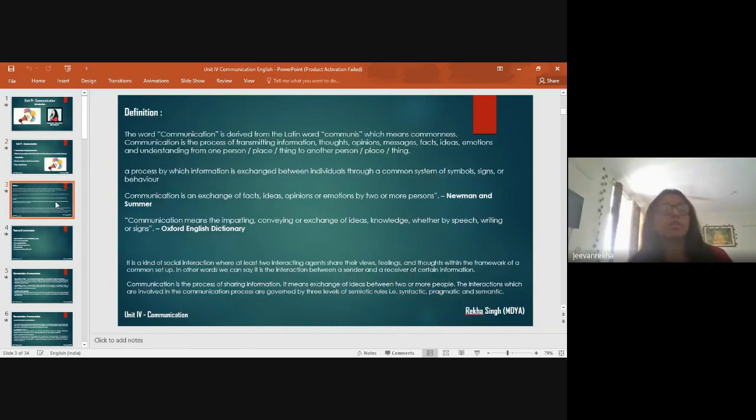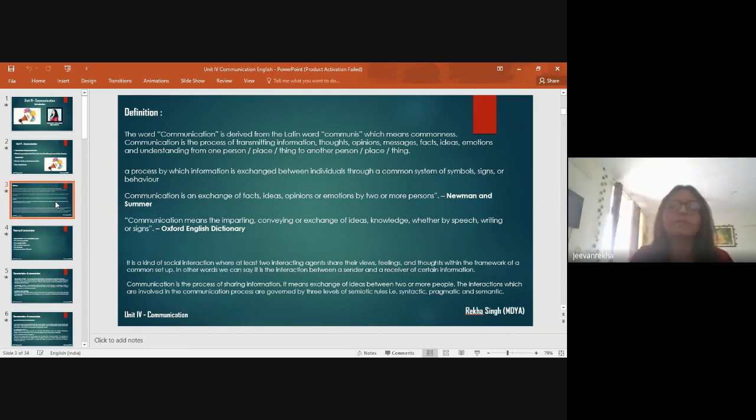So first of all, we'll see the accurate definition of communication. The word communication is derived from the Latin word communis, which means commonness, and communication is a process of transmitting information. Communication is a process to transfer information to each other, thoughts, opinions, messages, facts, ideas, emotions, and understanding from one person, place, things to another person, place, and things. Are you getting my point?